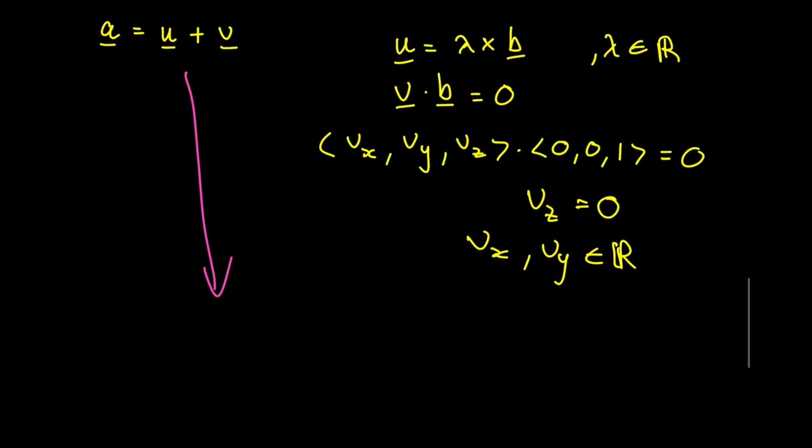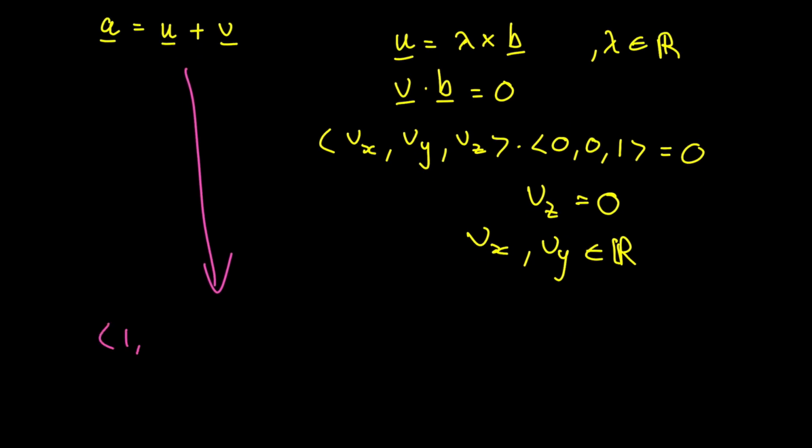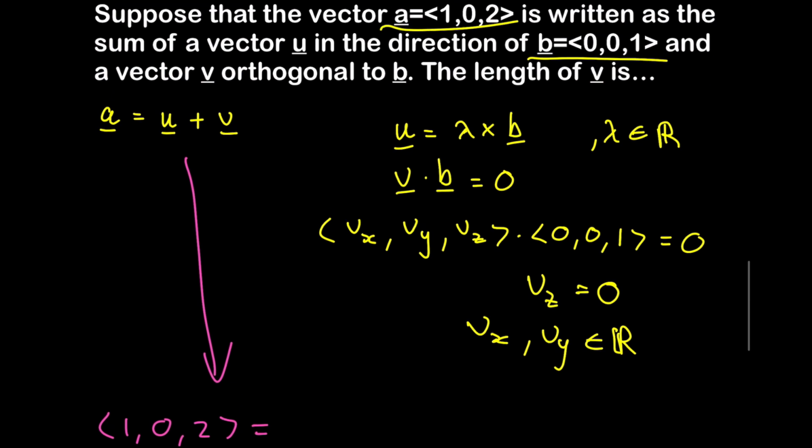So we know the vector A is equal to 1, 0, 2. So we have 1, 0, and 2 is equal to the vector u, which we've said is lambda times the vector B, and lambda being a constant. So the vector B is 0, 0, and 1. So distributing lambda in here, lambda times 0 is 0. Lambda times 0, once again, is 0. And lambda times 1 is lambda. So u must then be 0, 0, lambda.